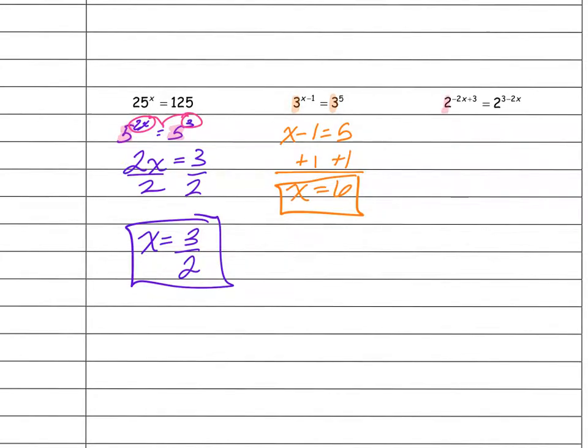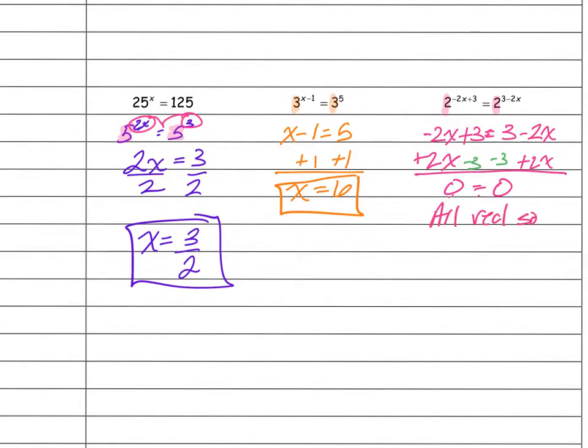And on my last one, again, I have the same base equaling the same base. So all I have to do is say negative 2x plus 3 equals 3 minus 2x. So now I'm going to solve. I'm going to add 2x, and I'm going to subtract 3. So I get 0 equaling 0. Oh, what is my answer? Well, my answer for this one, because I got 0 equal to 0, I have the same thing equaling the same thing, is all real solutions.